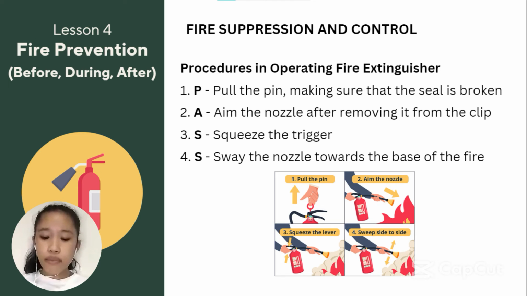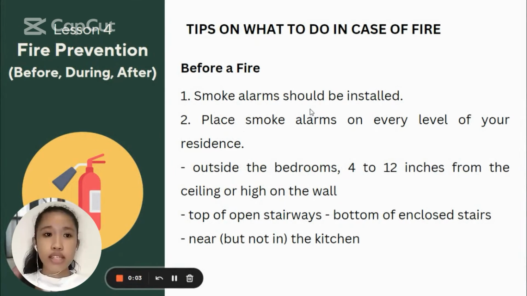And then lastly, sweep the nozzle towards the base of the fire. And make sure that in your sweeping, everything occupied by the fire is covered, so that it is put out. Okay, so I think this is it. Good day, everyone.